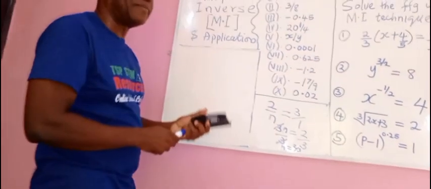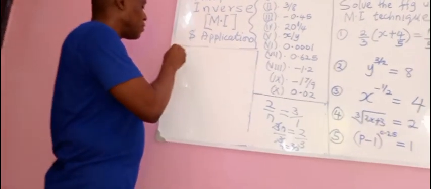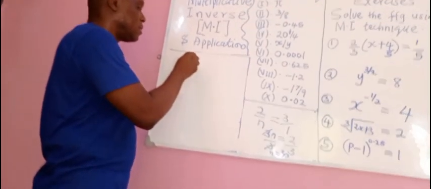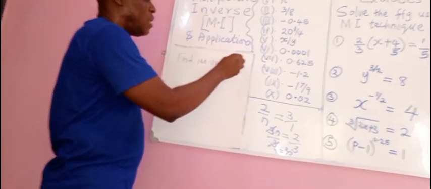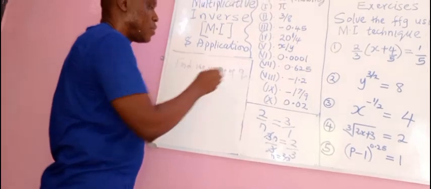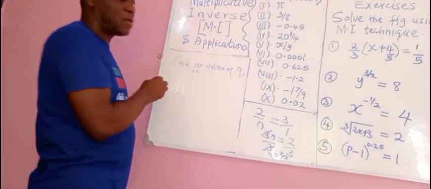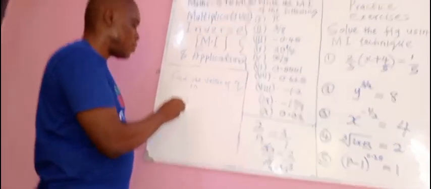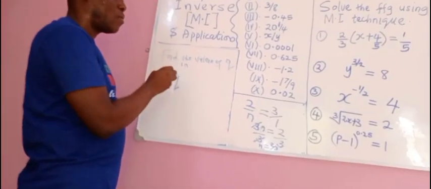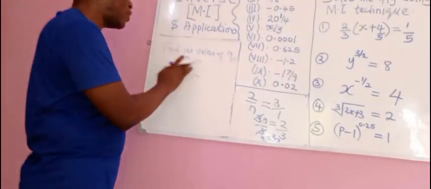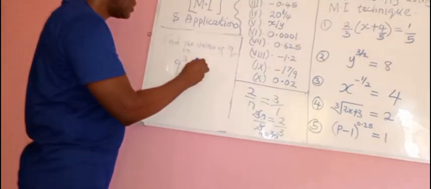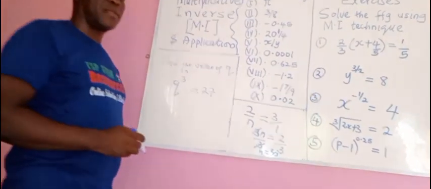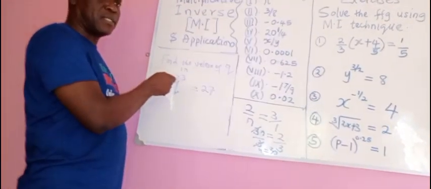Okay? Now, look at this. Find the value of Q in, look at this. Q, okay, raised to power 1 over 3 is equals to, or Q raised to power 3, let's say Q raised to power 3 is equals to 27. Q raised to power what? Equals to what?